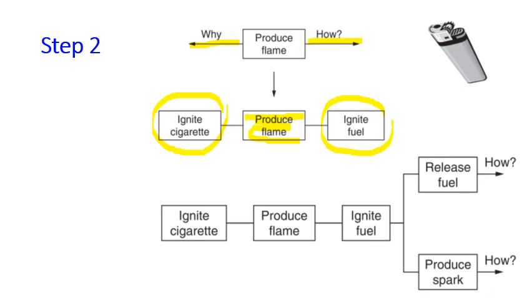Same as before, we keep going to the right by asking how and then put all the other functions, if possible, on the primary path. Here you can see that to ignite the fuel, we need to do these 2 functions. The relation is and, and they're both equally important. We must release the fuel and then we must produce the spark. We must do both of these functions such that we can achieve igniting the fuel.